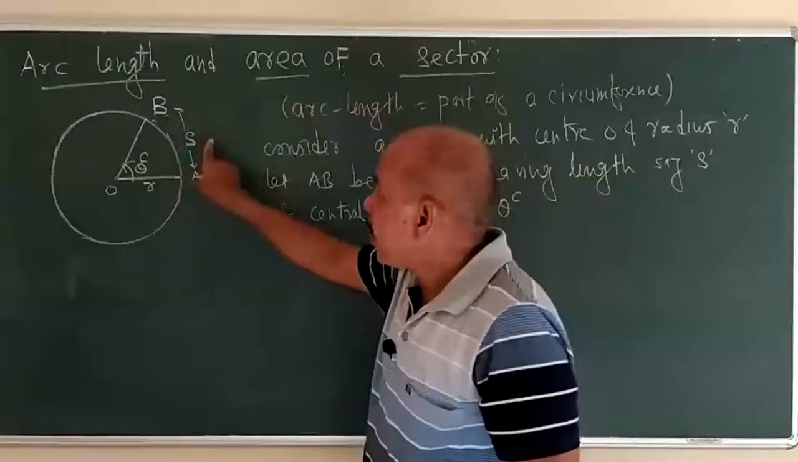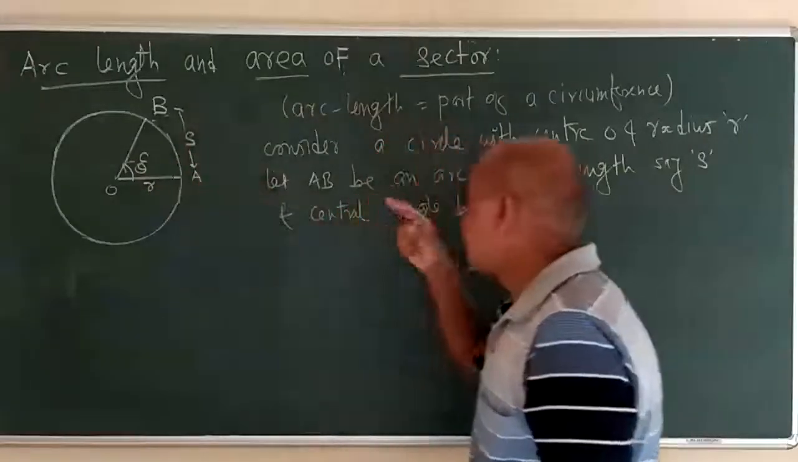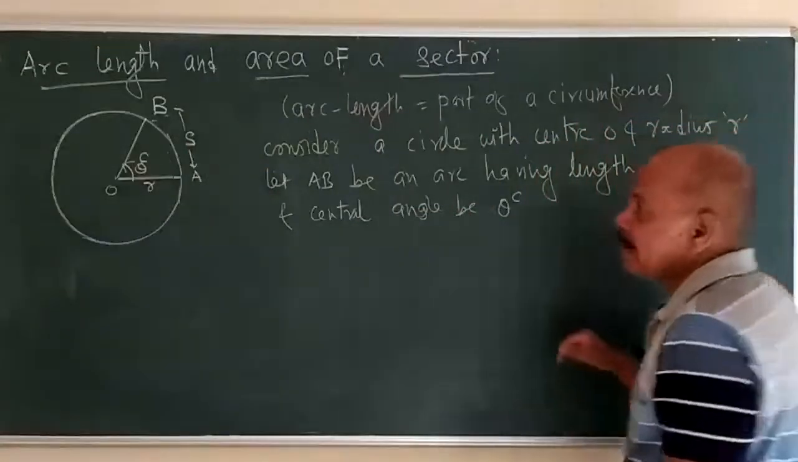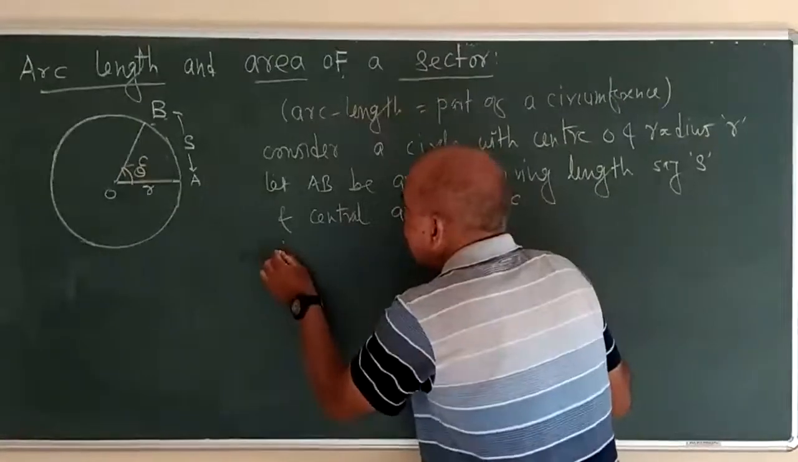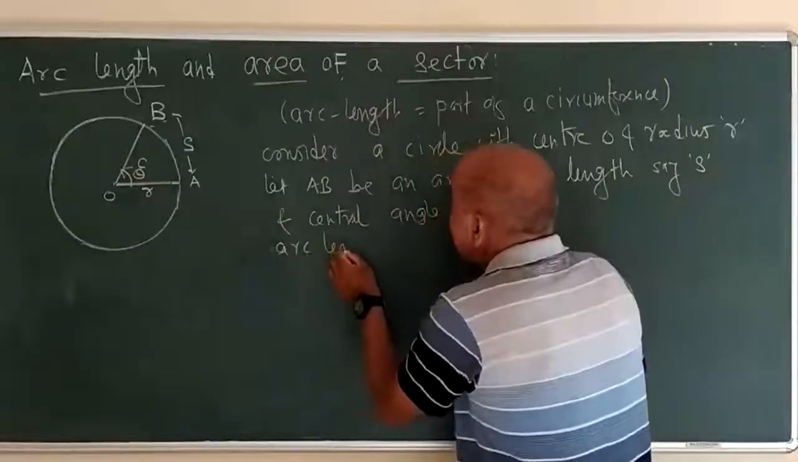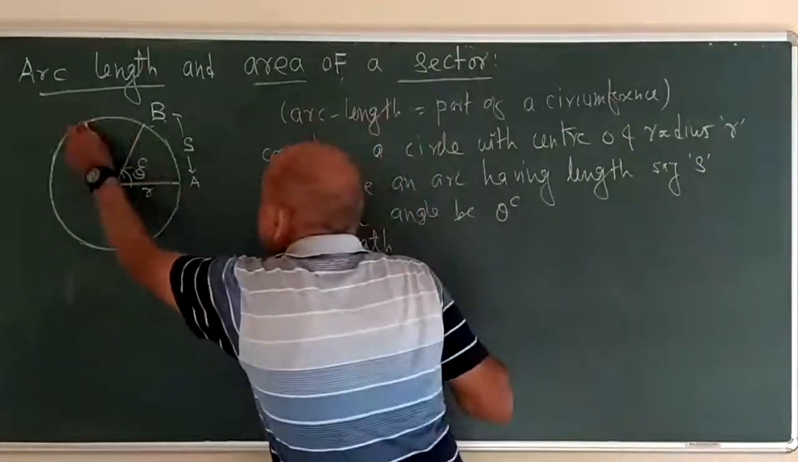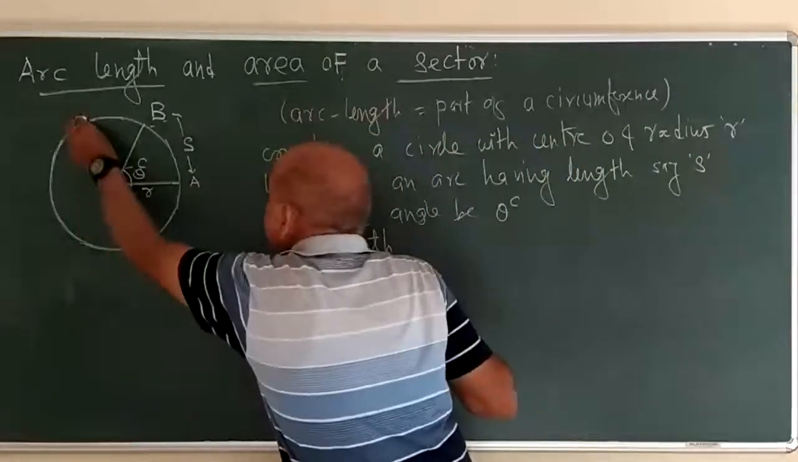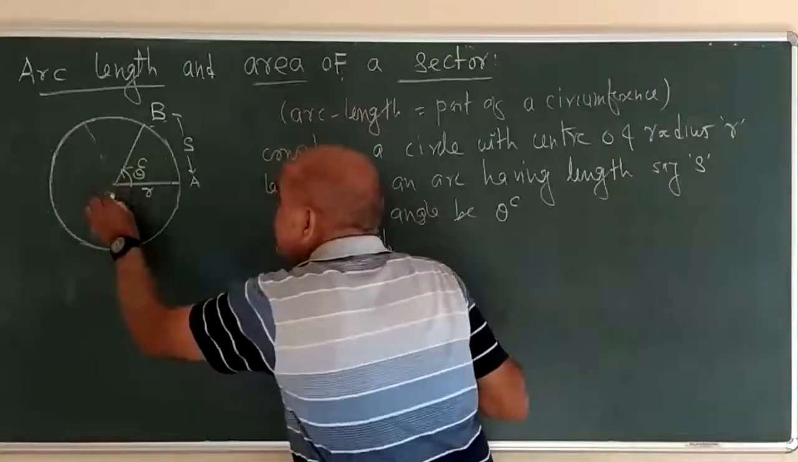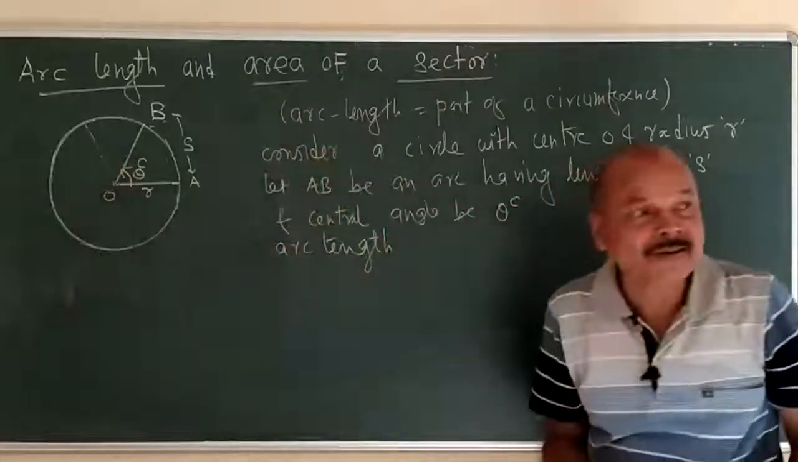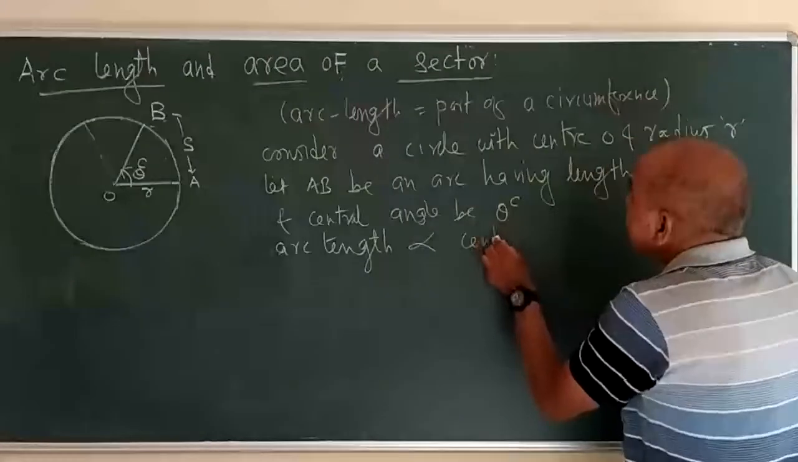Why is it not 1 radian? Because the arc length is not equal to the radius. Some length, say S, then the central angle is theta. We know that as the arc length increases, the central angle also increases. If the arc length increases, the central angle increases. This means arc length is directly proportional to the central angle.